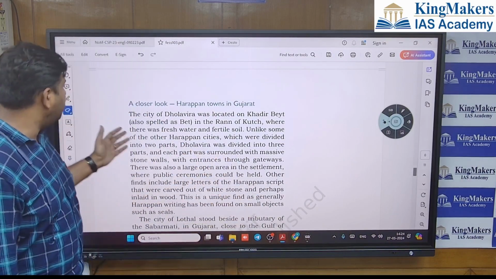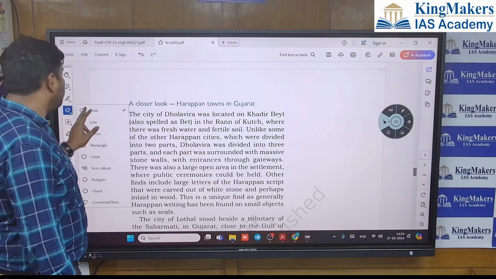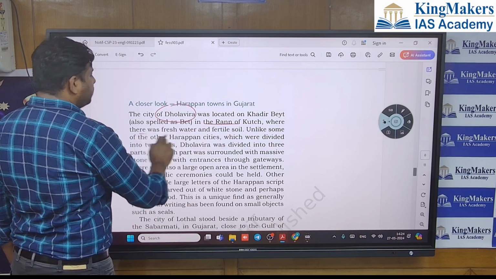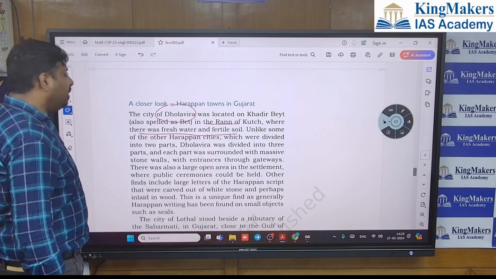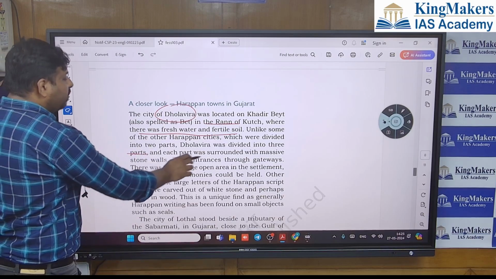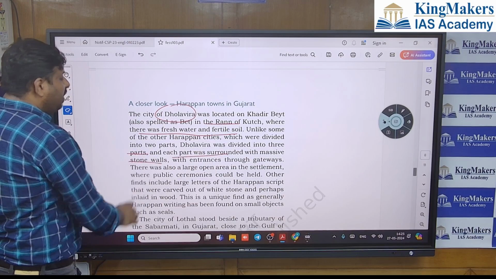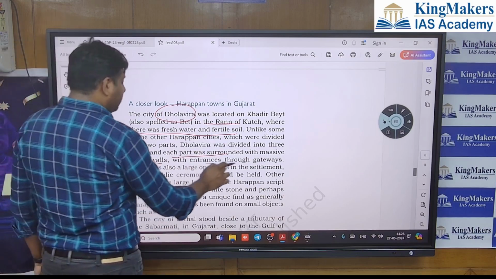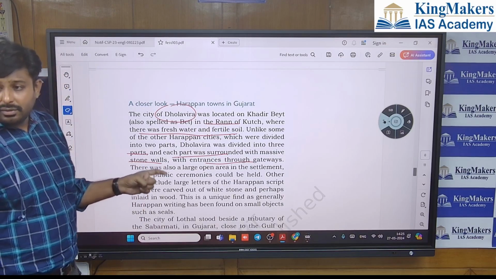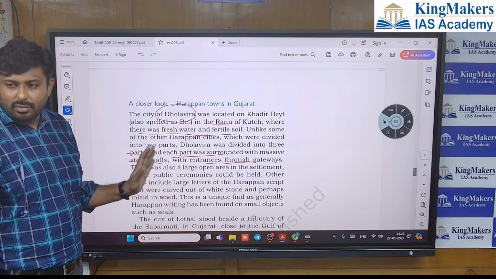Now let's look at the city of Dholavira. Dholavira is located in Gujarat, in the Rann of Kutch. There was freshwater and fertile soil. Dholavira was divided into three parts, and each part was surrounded with a massive stone wall with the entrance through gateways. They recently nominated Dholavira for a heritage site, but the approval is not yet given.